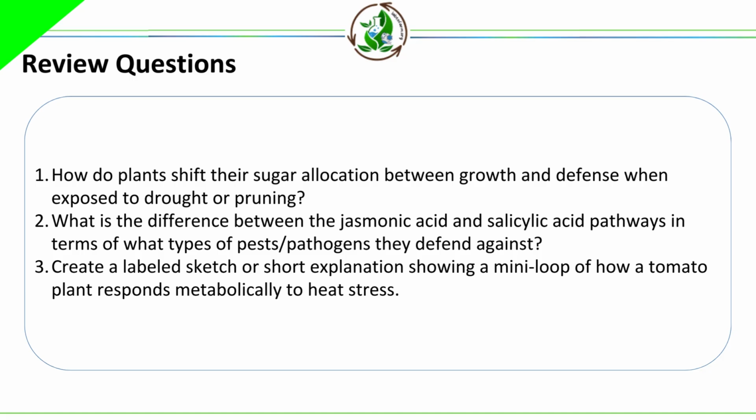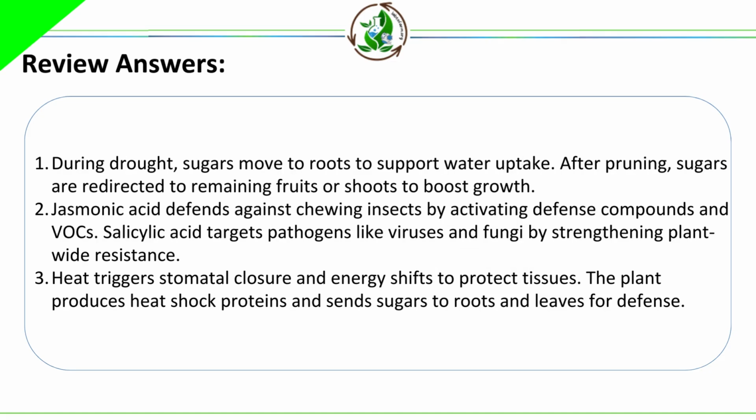And third, create a labeled sketch or short explanation showing a mini loop of how a tomato plant responds metabolically to heat stress. Think about how these processes influence yield, quality, and the need for pest control. Take some time to formulate your answer, and then we will share out. These review points connect plant physiology with real-world crop management. Let's go over the review answers.